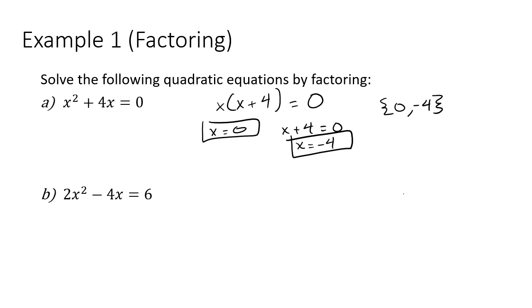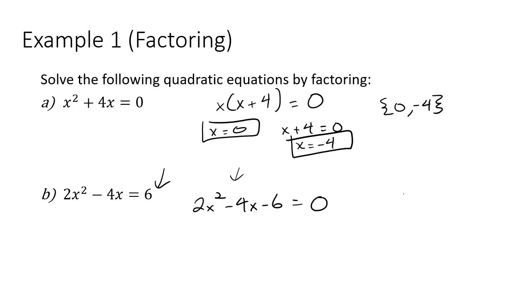Part B is a bit more traditional, although it has a bit of a trick to it. First things first, it's equal to 6. That's not what we want to see. So we need to subtract that over to the left so that it's equal to 0.